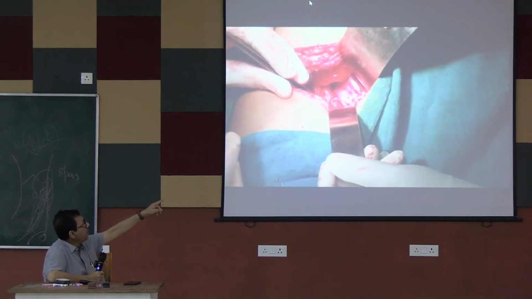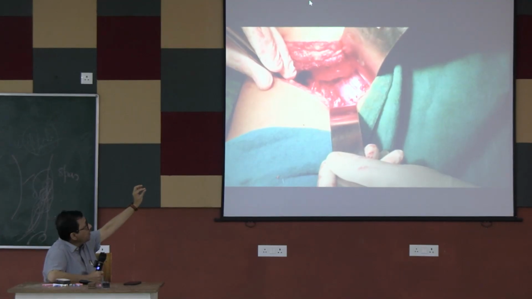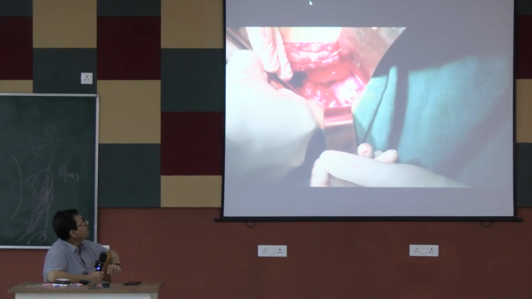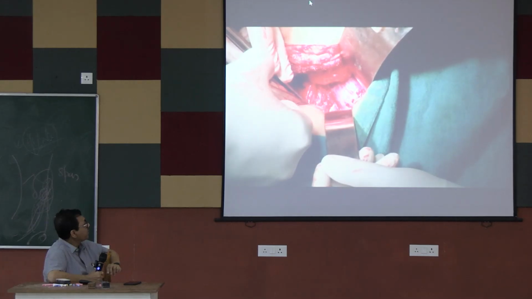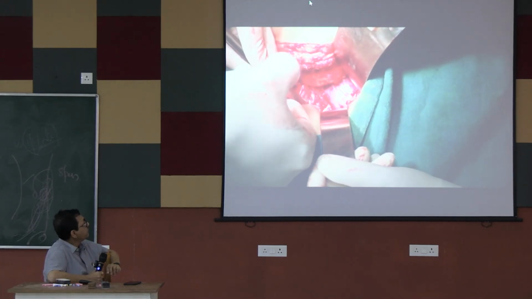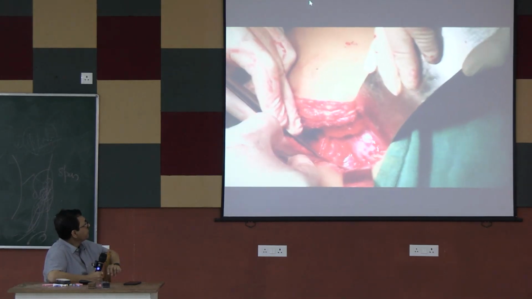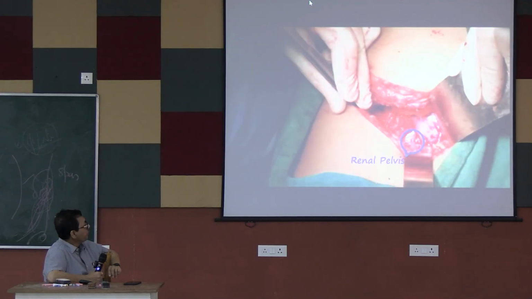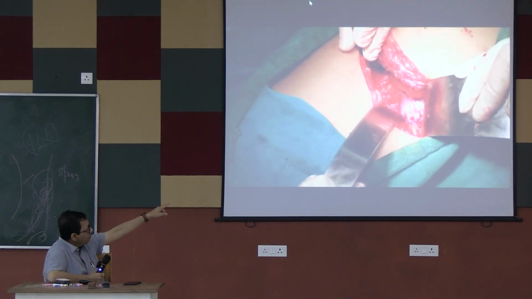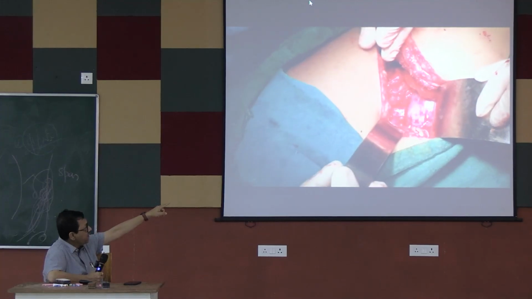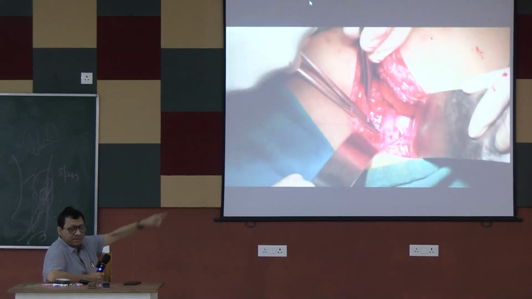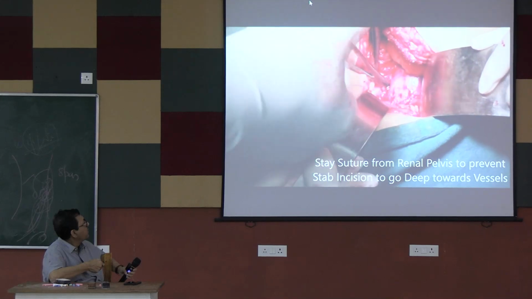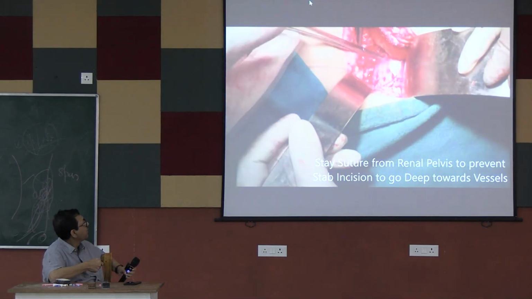This is the kidney. You understand, what he is pulling is the kidney. He is cutting the fat inside the Gerota's fascia. He has dissected out the renal pelvis. Can you make out a glistening structure? There is a glistening structure. This is the glistening structure.